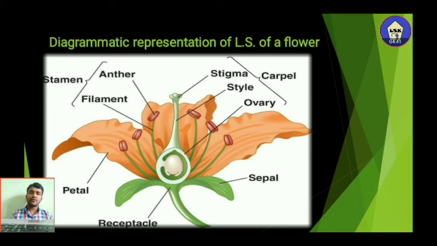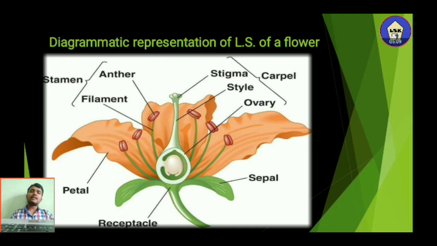Calyx is made up of sepals. Sepals are small, leaf-like structures, green in color. Normally, they provide protection to the internal organs. Again, based on the union of the sepals, we can classify the calyx into gamosepalous as well as polysepalous. In the polysepalous condition, the sepals are free, and in the gamosepalous calyx, the sepals are fused.